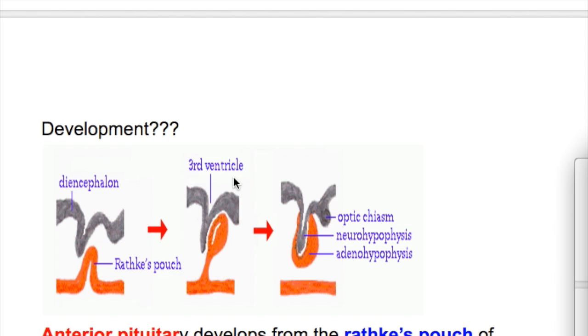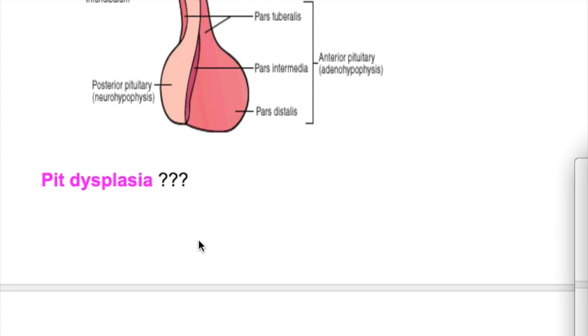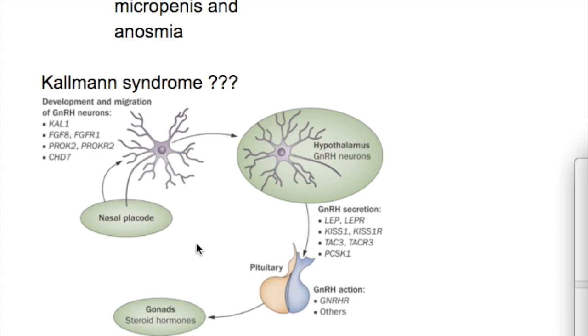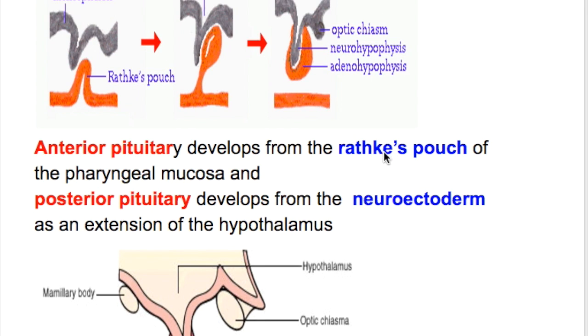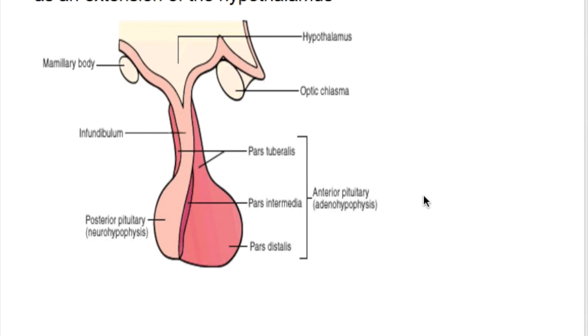In this video, we'll discuss the development of the pituitary, its function and different hormones, and some of the developmental disorders of the pituitary gland. So, where does the pituitary gland develop from? The anterior pituitary develops from Rathke's pouch of the pharyngeal mucosa, and the posterior pituitary develops from the neuroectoderm as an extension of the hypothalamus.